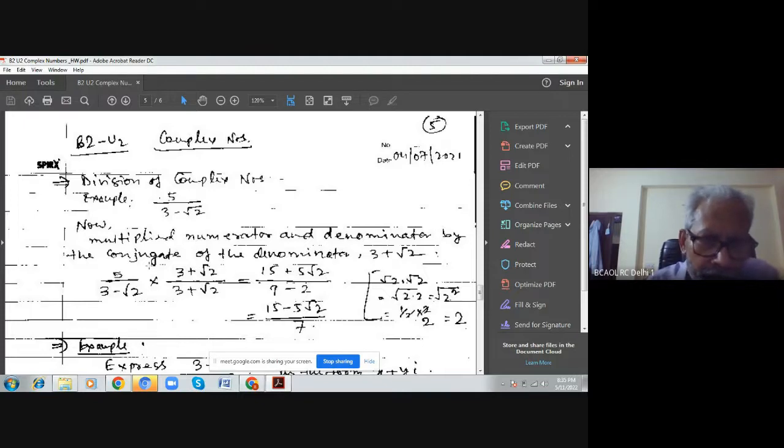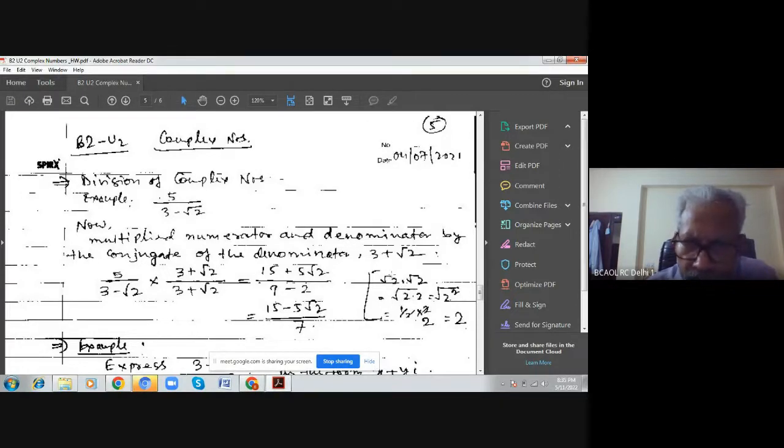You see the multiply 15 plus 5 root 2, and in the bottom it is a square, so 9 minus root 2 and minus 2. Here actually it is a minus, and root 2 when you square it, the root and the square vanish, only 2 is coming. How it has come, I have shown you here in the bracket.